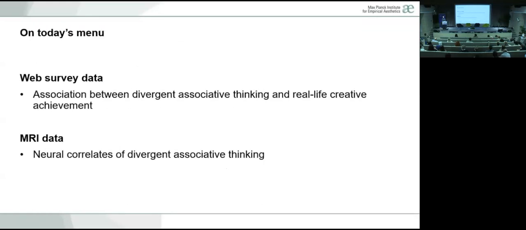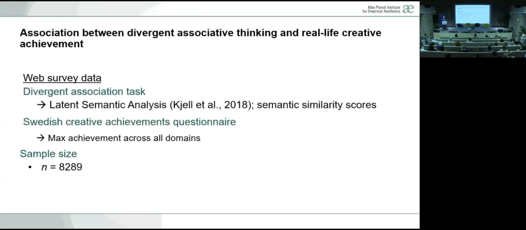So firstly, I will talk about two data sets. Firstly, the web survey data, and then also an MR data set using a very similar task. So firstly, we have the web survey data, we have the DAT. We looked at the maximum creative achievement across 7 domains.